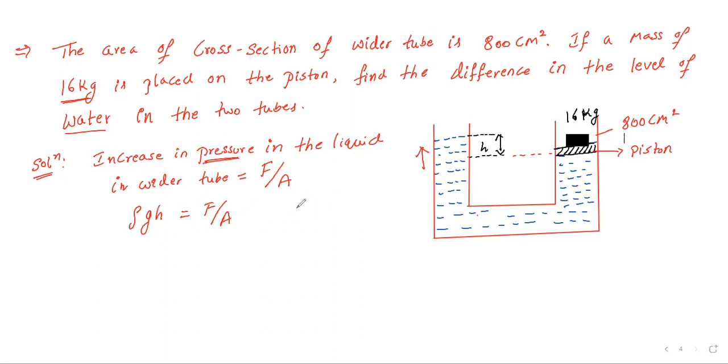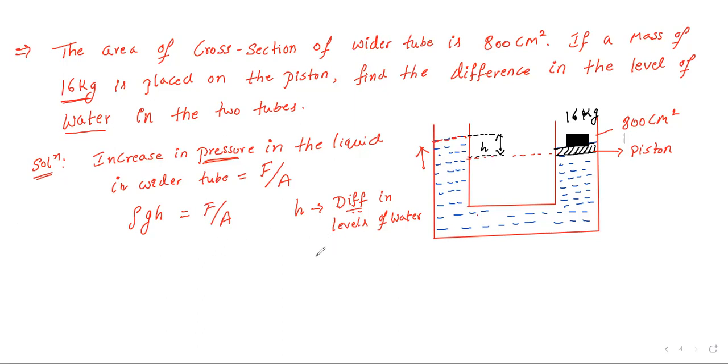What is the H here? H is nothing but the difference in the levels of water. So you should compare one tube's level to the other. Here is the height H and this tube's level is here, so the distance between them is H.